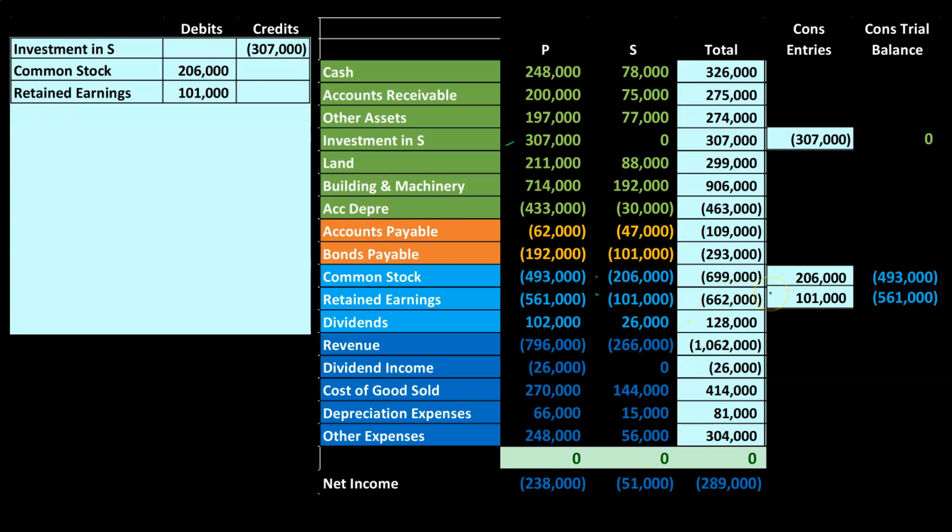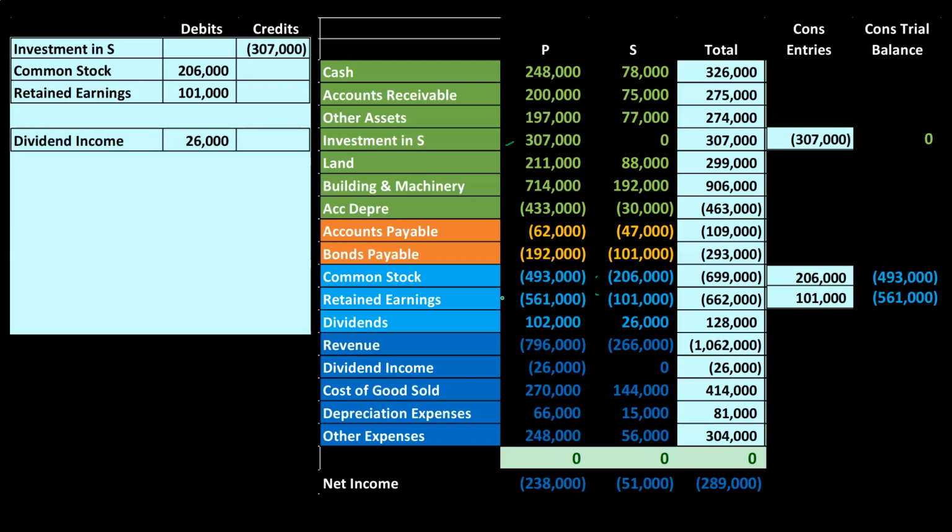Then we're going to reverse all of S's portion, given the fact that it's the first year, and that all represents retained earnings as of the beginning. That gives us the 561, which is all of P's this year. Again, that would not necessarily be the case if it weren't the first year with all the other conditions that we've talked about, 100% ownership and whatnot.